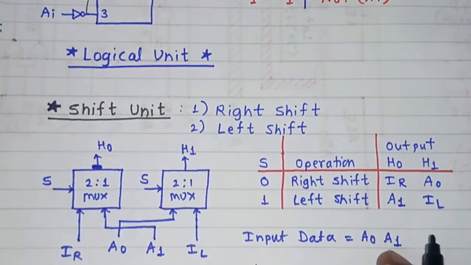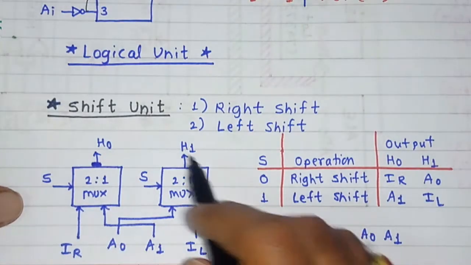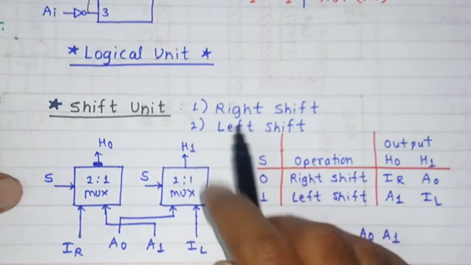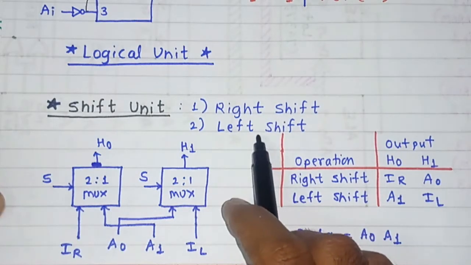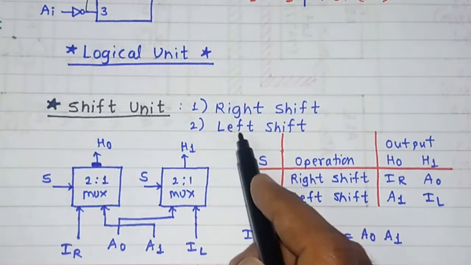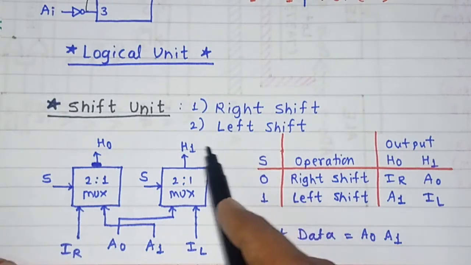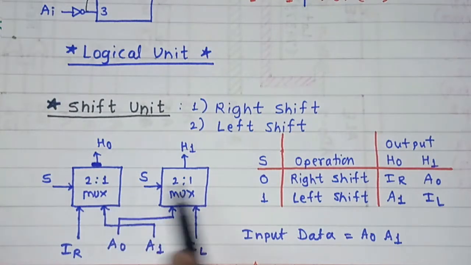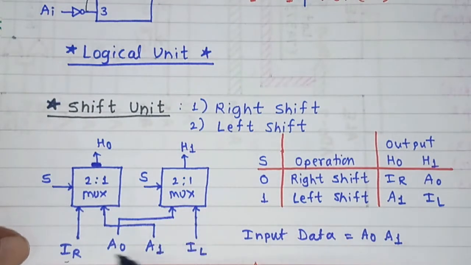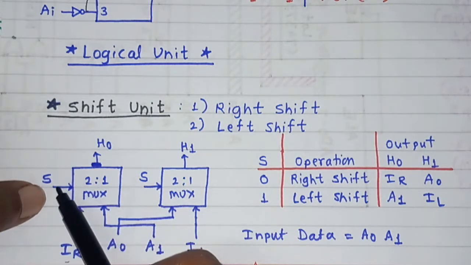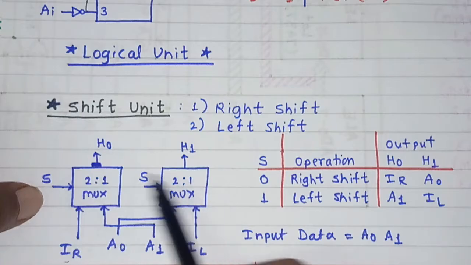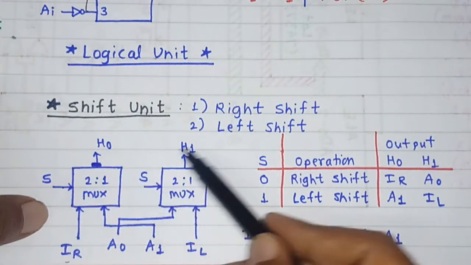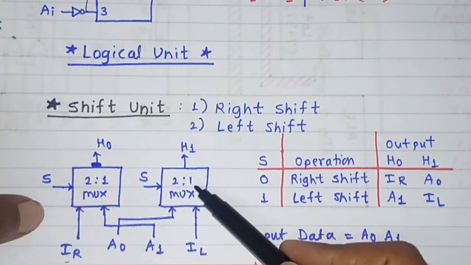Okay, so this is our shift unit. The shift unit has only two types, that is either we can shift the data towards the right side or left side. This shift operation can be achieved by using 2:1 multiplexers. Now let us see the different signals used in this shift unit. S is connected to this multiplexer also, and it is commonly given to all the 2:1 multiplexers. Then H0 and H1 are the output lines of the 2:1 multiplexers.